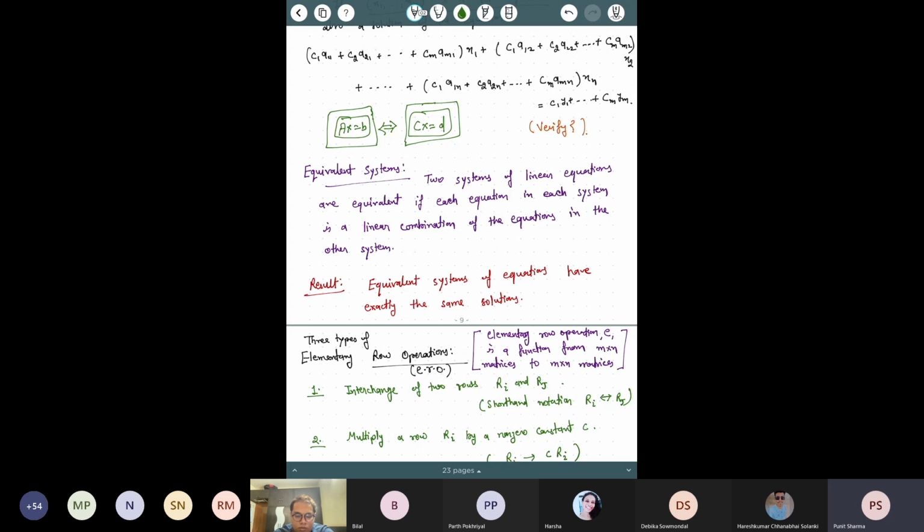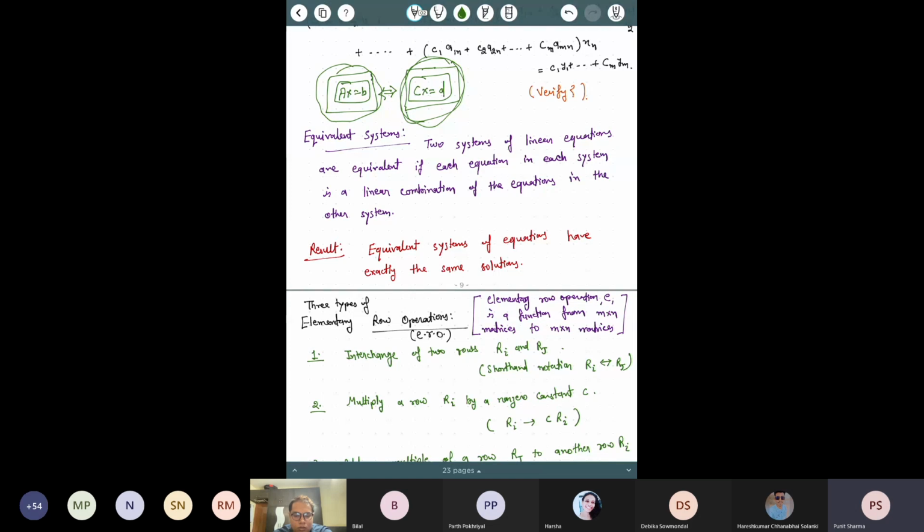Okay, both ways. Every equation here should be a linear combination of the other one, and every equation in the other system should be able to be written as a linear combination of the first one. Then, from the second observation, you can easily say as a result that equivalent systems have the same solutions. Do you agree with that?